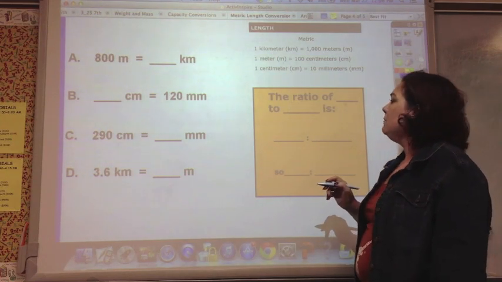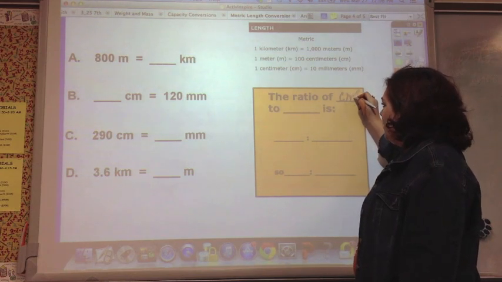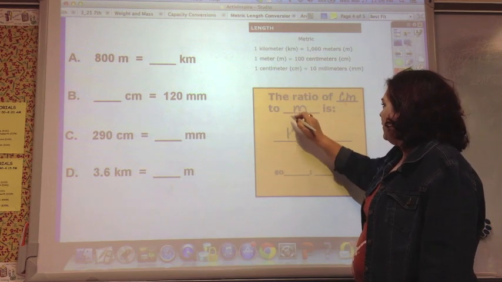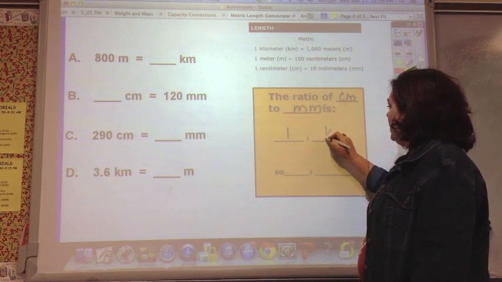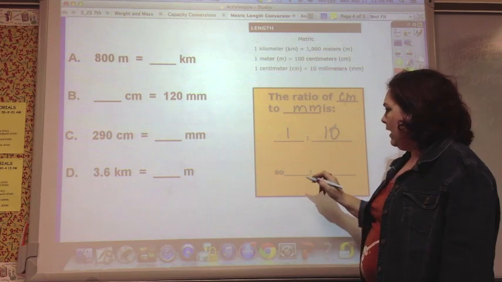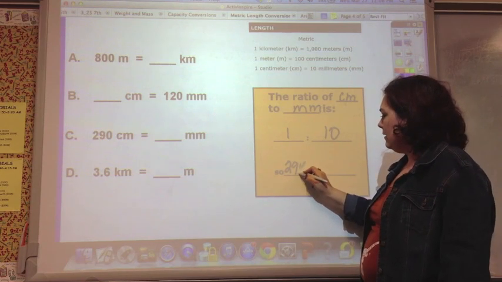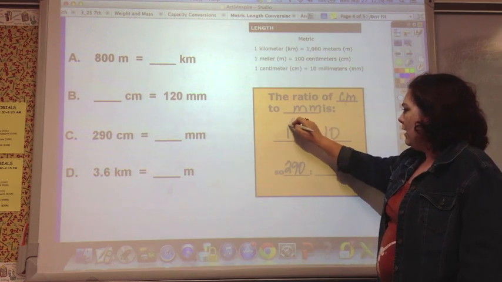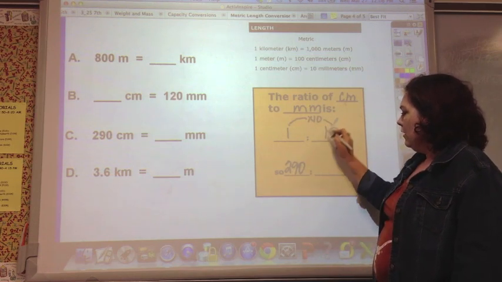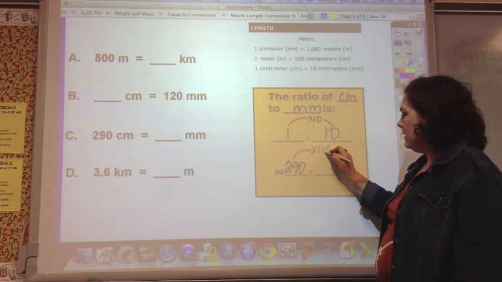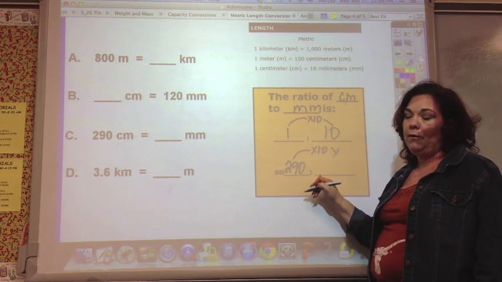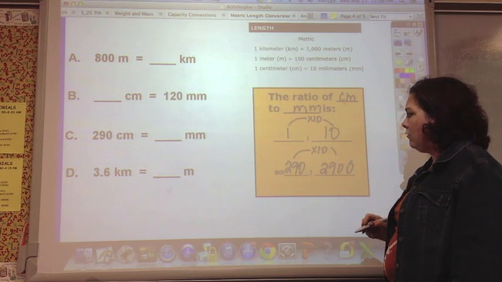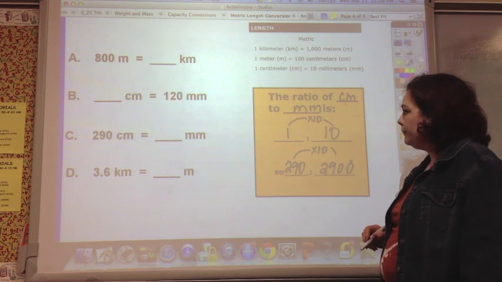Okay, centimeters to millimeters. So I've got centimeters to millimeters, and up here it says 1 centimeter to 10 millimeters. And I have 290 centimeters. Well, how do I go from 1 to 10? I do it times 10. So 290 times 10, since I'm multiplying, I'm going to move my decimal point one place to the right. So I have 2,900 millimeters.